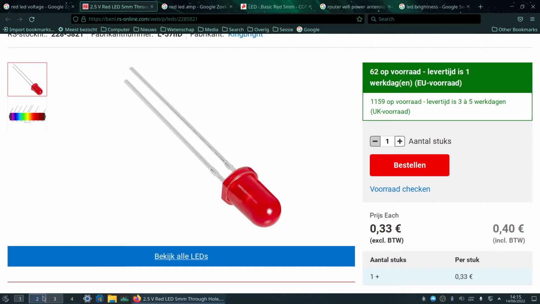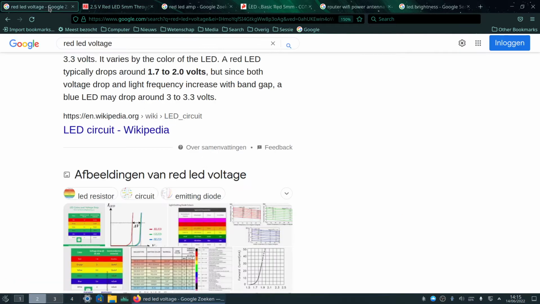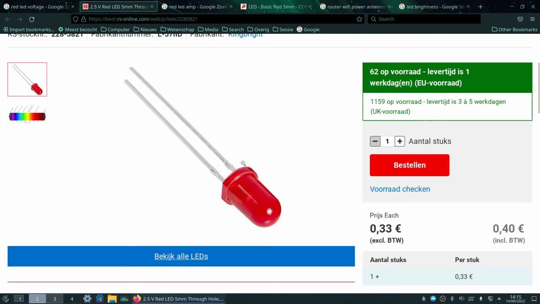If your Wi-Fi was visible in the visible spectrum for the human eye, how bright would it be? Everyone knows this kind of red LED. Imagine your Wi-Fi router was an LED light like this. How much current, how much watt, how much voltage does this LED require?